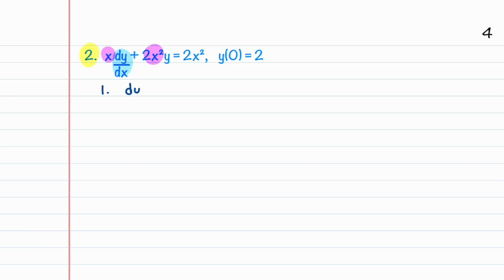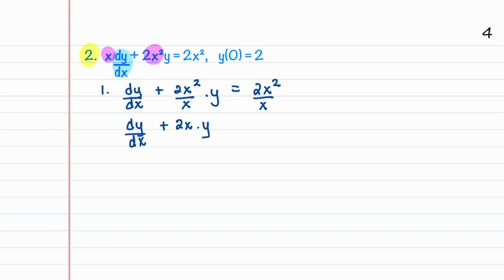This gives us dy dx plus 2x squared divided by x times y. And on the right-hand side, we have 2x squared divided by x. Let's simplify this. We have dy dx plus 2x times y. And on the right-hand side, we have 2x.